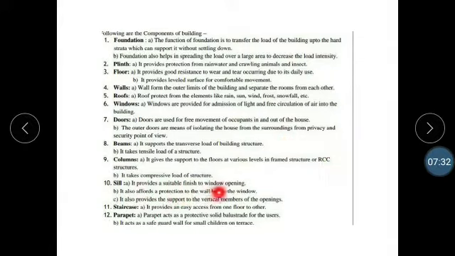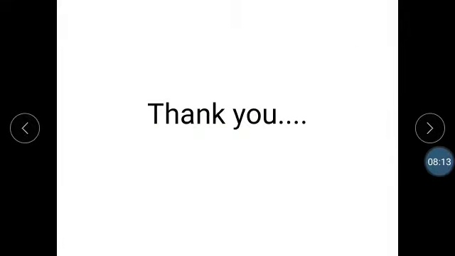Sill provides a suitable finish to the window opening. It protects the wall below the window. It provides support to vertical members, so at the sill level the vertical members are stable. And the parapet wall is one kind of protection: the parapet acts as a protective solid member for the users, and it acts as a safeguard of the wall for small children. Thank you for your attention.